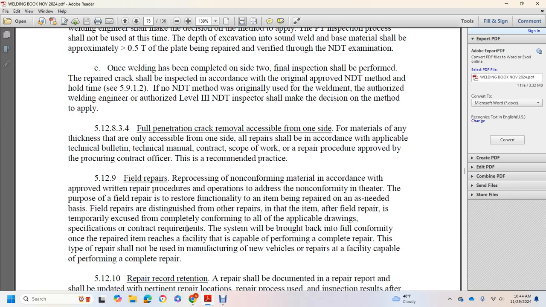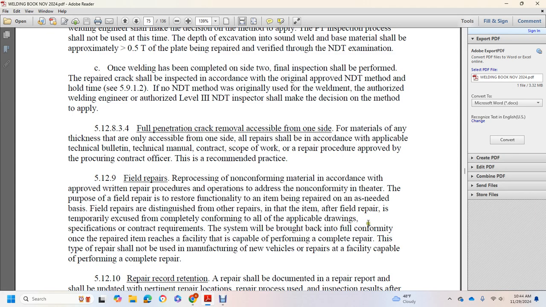Reprocess of non-conforming material shall be in accordance with a written repair procedure addressing the non-conformity. The purpose of field repair is to restore the functionality of an item being prepared for need. Field repairs are distinguished from other repairs of an item. Other field repairs temporarily execute the completed item conforming to the applicable drawing, specification, or contract.